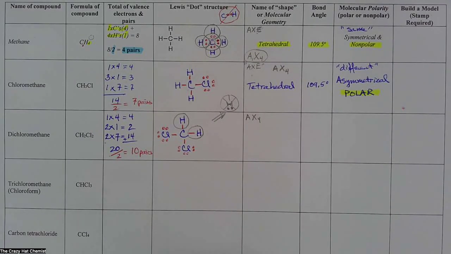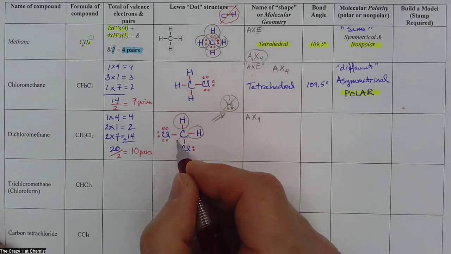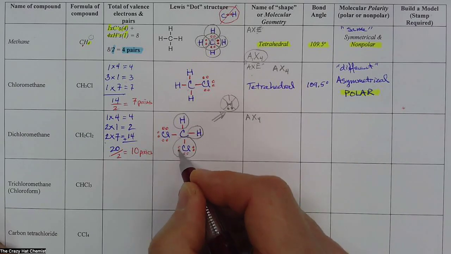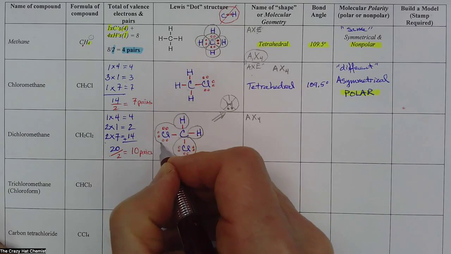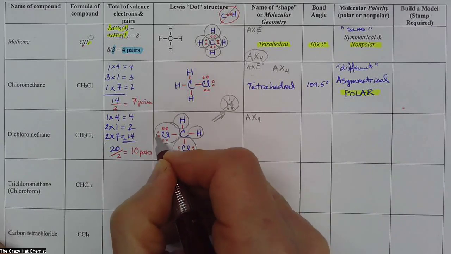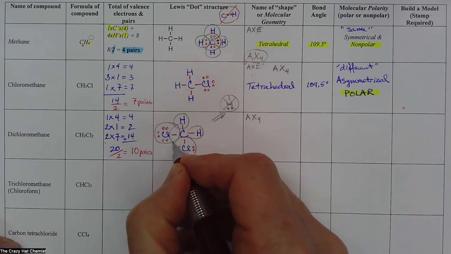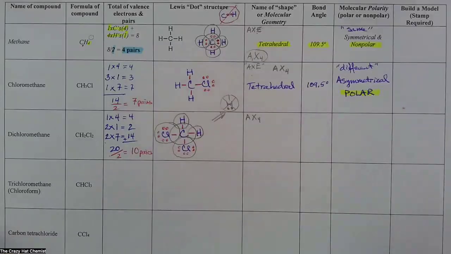I need to verify the octet and duet rule. The duet rule is right here with hydrogen, the octet rule for other elements. So that's 2, 4, 6, 8. That's an octet on this 6 o'clock chlorine. On the 9 o'clock chlorine, 2, 4, 6, 8. That is an octet. On the central carbon atom, I need an octet. 2, 4, 6, 8. Bingo.